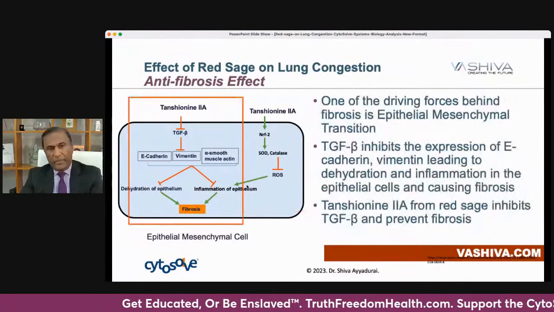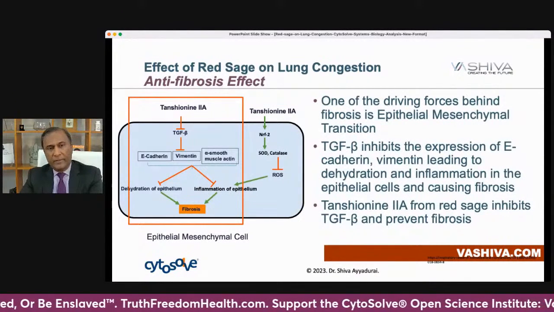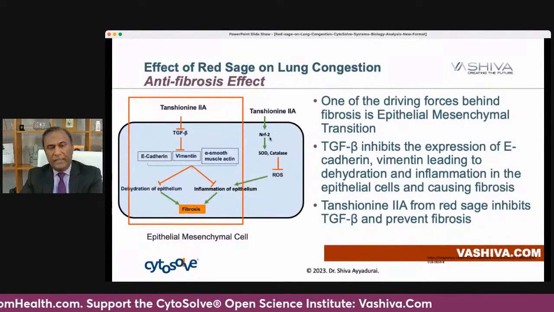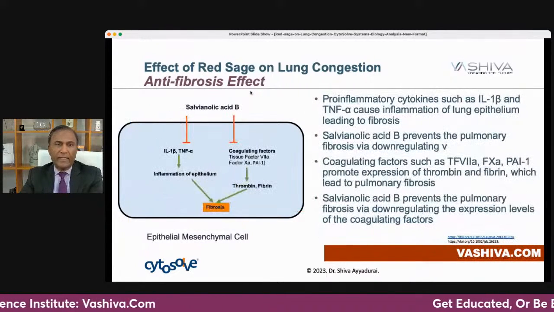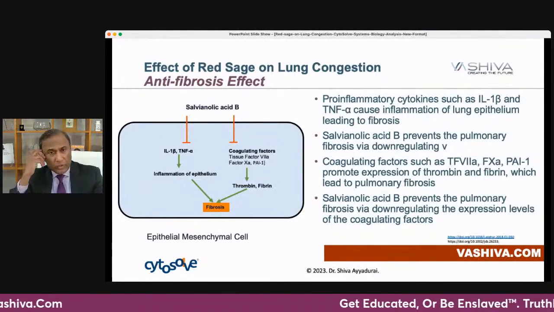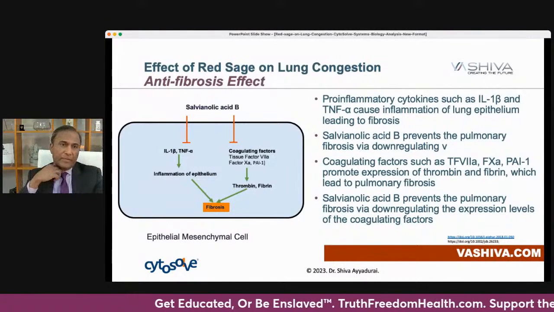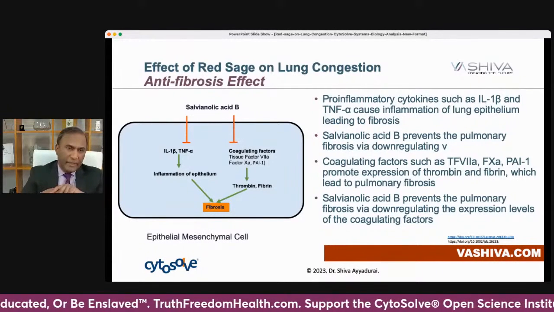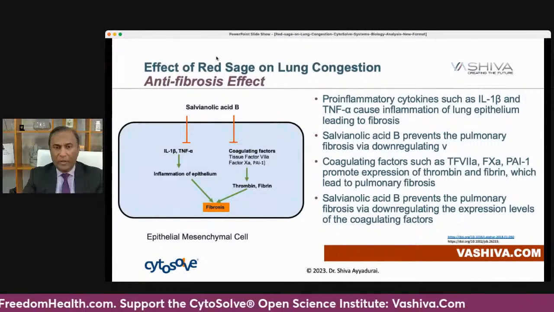So two very powerful ways that tanshinone IIA works. It blocks TGF-beta, and it initiates NRF2 to have this antioxidant effect, which basically blocks fibrosis. Very cool. The next thing is, you can also see there's another chemical in red sage which stops fibrosis. Okay, had I known about this years ago, I would have given this to my mom. But salvianolic acid B also affects this.